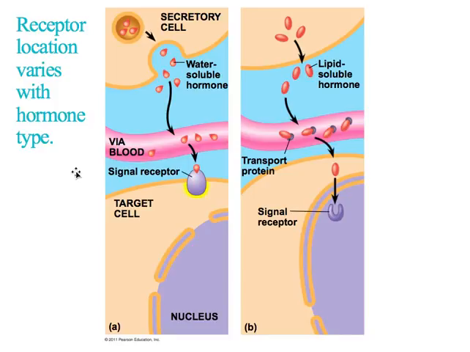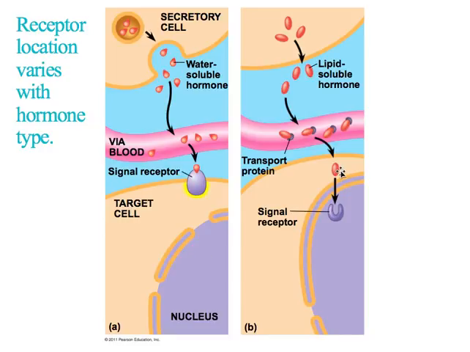The location of the receptor can also vary depending upon what type of hormone it is. So if you look in figure A up here, we have a secretory cell. That's a cell that's going to release the hormone. And in this situation, it's a water-soluble hormone, which means it likes water, and it could then be transported in the blood downstream to some distant location where it will be released from the blood and bind to a signal receptor on the target cell. So water-soluble hormones can bind to a receptor on the outside membrane of the target cell.